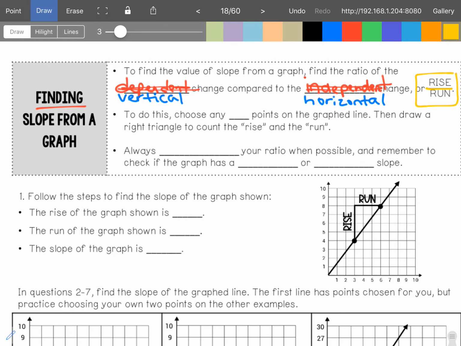To do this, choose any 2 points on the graphed line, then draw a right triangle to count the rise and the run. Always simplify your ratio when possible, and remember to check if the graph has a positive or negative slope.